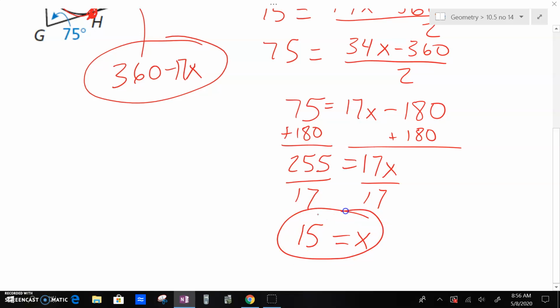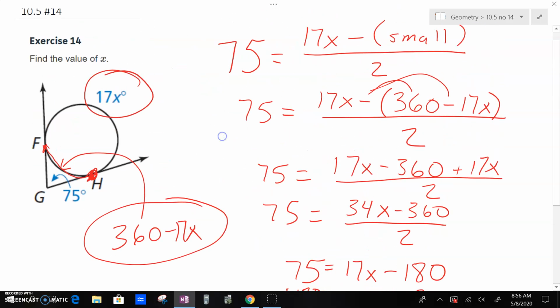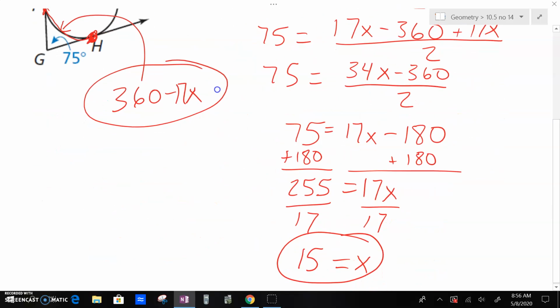So you could plug it into a calculator and get 15 as your answer, and you can check and verify that that's right if you'd like, but then that's it. I think that's all they're asking for us to do. It's just find the value of x. So that would be 15.